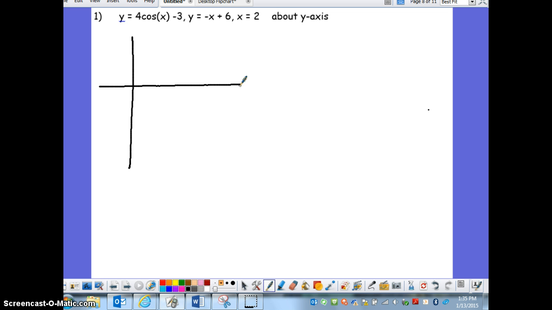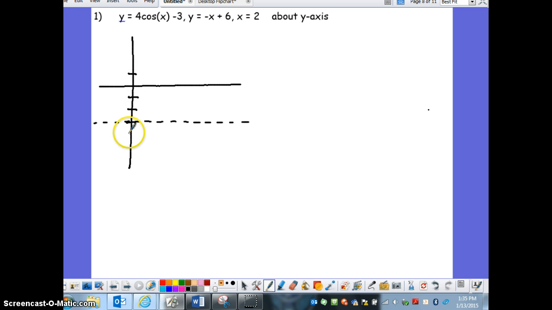Now I need to notice that the amplitude here is 4 for my cosine, and the whole graph is moved down 3. So I'm going to go down 3. I typically put in a dotted line. That's then my new center line for that cosine graph. Amplitude means it's going to go up 4. So it's up 1, 2, 3, 4, puts me up at positive 1, and down 1, 2, 3, 4, puts me down at negative 7.